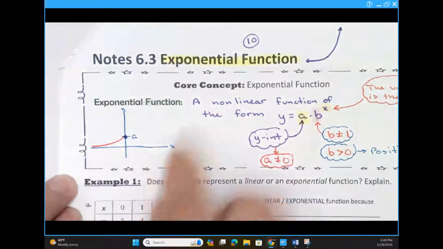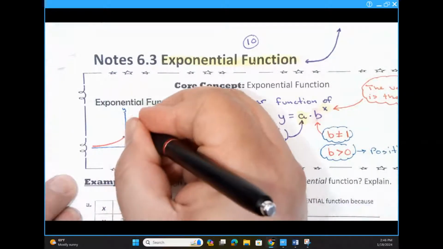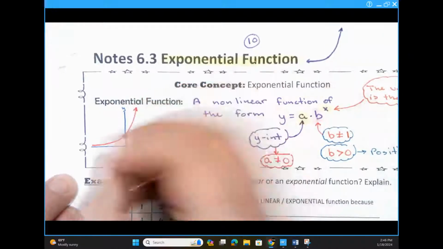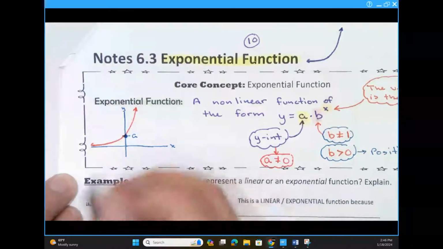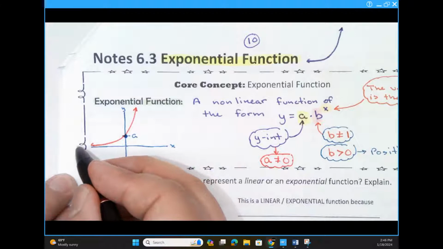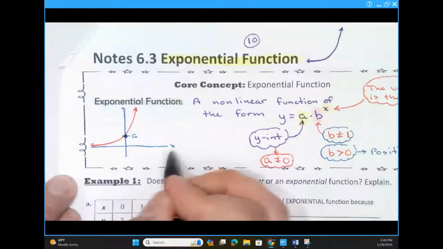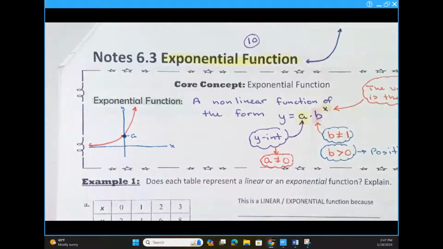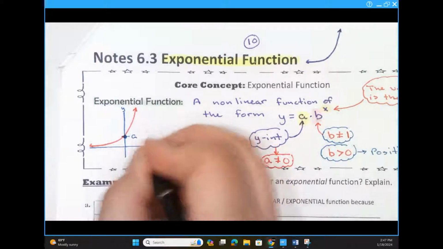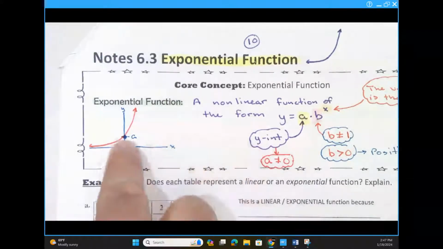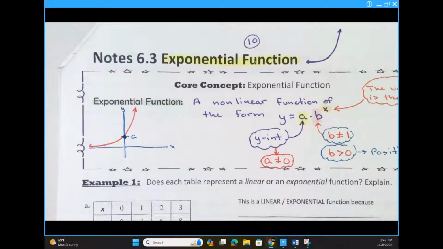See, it never touches the x-axis, and then it goes up and never comes back down. It just goes up forever. And then over here, it goes forever this way, but it never touches the x-axis. Call it an asymptote, something that's going to come up later on in math, but I thought we should see it now. But again, look at your y-intercept. Your y-intercept is that a value.